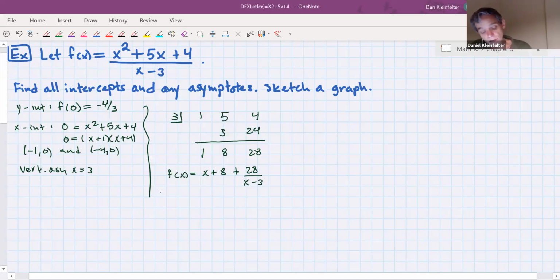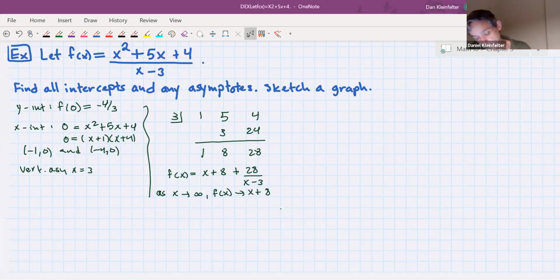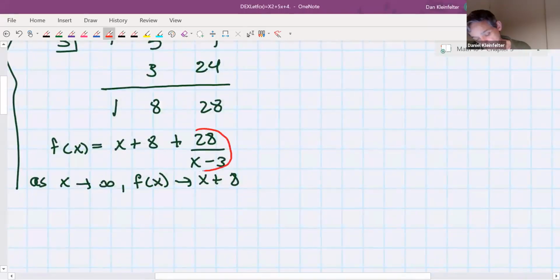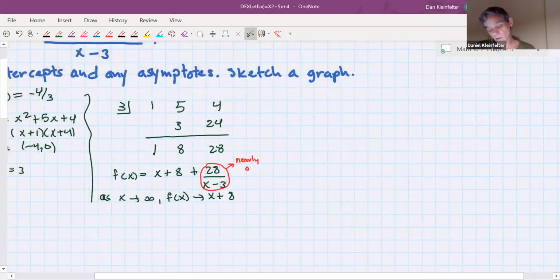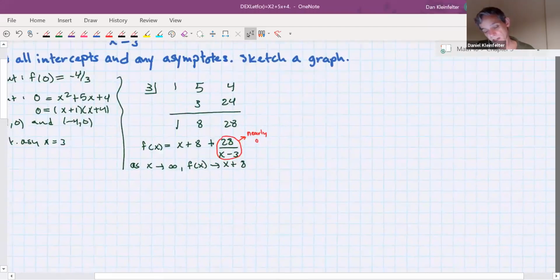All right, so now looking at this thing, as x increases without bound, our f of x is going to get close to x plus 8, because this 28 over x minus 3 term is going to approach 0. When x is getting really, really large, x minus 3 still is, 28 divided by 27 billion, right, is going to be nearly 0. Okay, so our f of x is mostly going to be x plus 8.